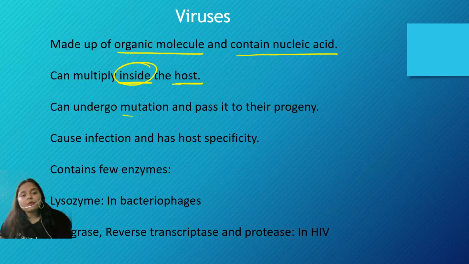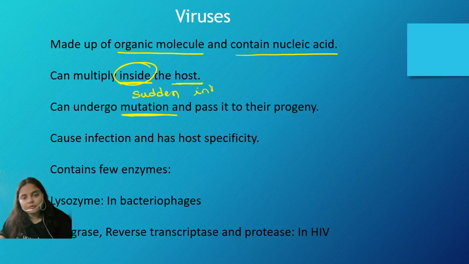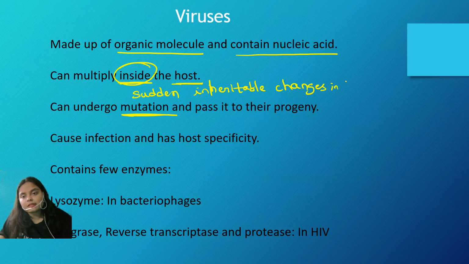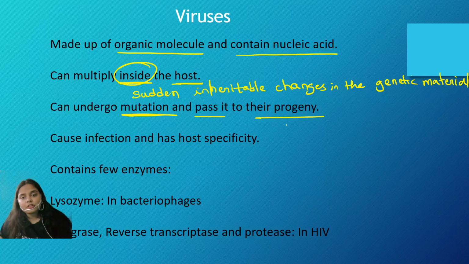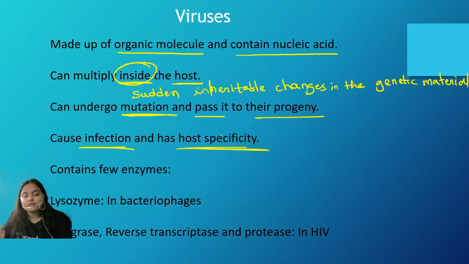And they can undergo mutation, that means sudden inheritable changes in the genetic material. So viruses can undergo mutation and then they can pass it to their progeny. And viruses do cause infection. And they have host specificity. So these are the properties of the viruses which relate them to the living organisms.